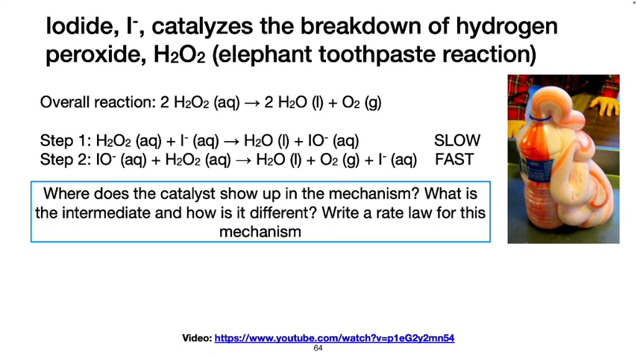So if we go through and look at this, where does the catalyst show up in the mechanism? So if we look at the overall reaction, do you see the catalyst? No. Right? Because it's not supposed to be a reactant or a product. Where could we draw it if we wanted to draw it in our reaction?